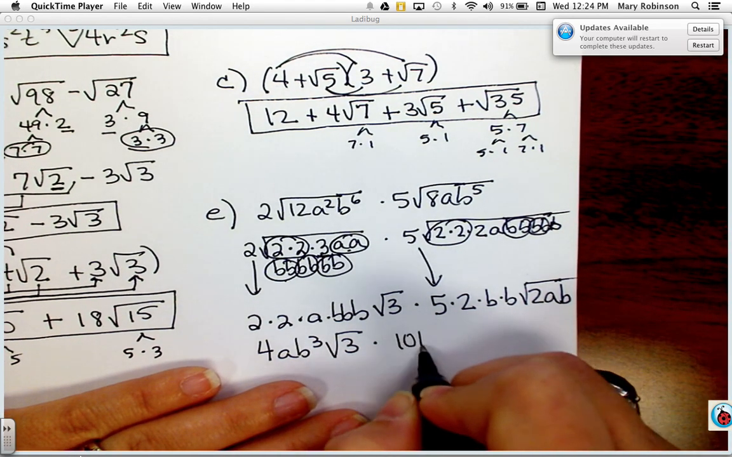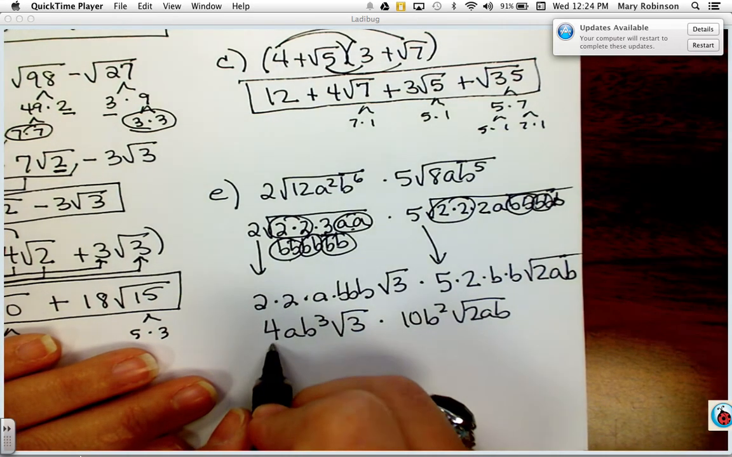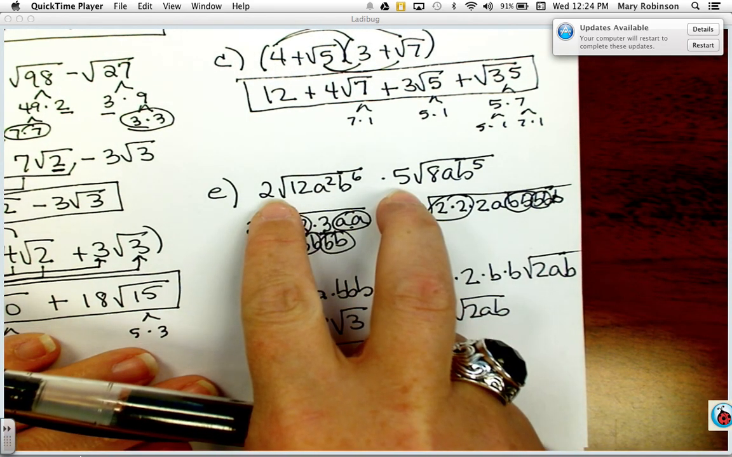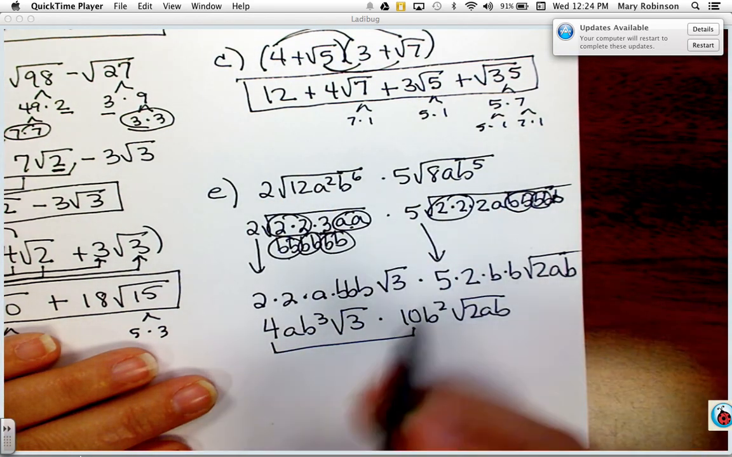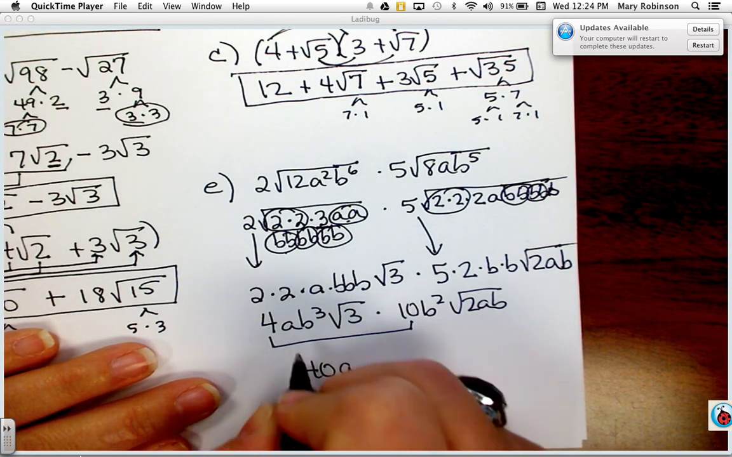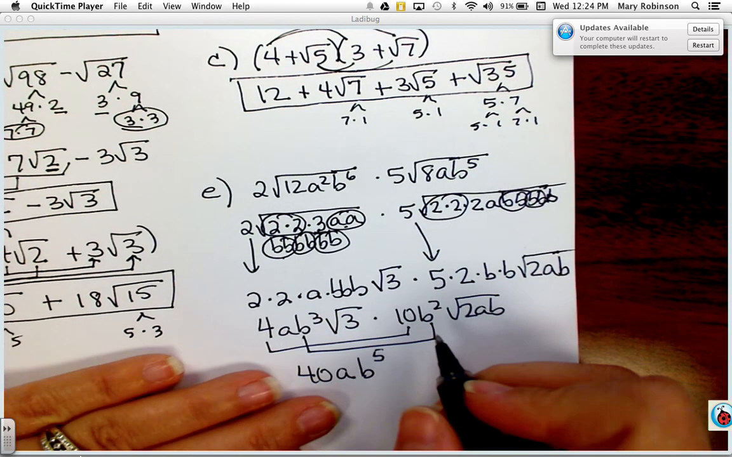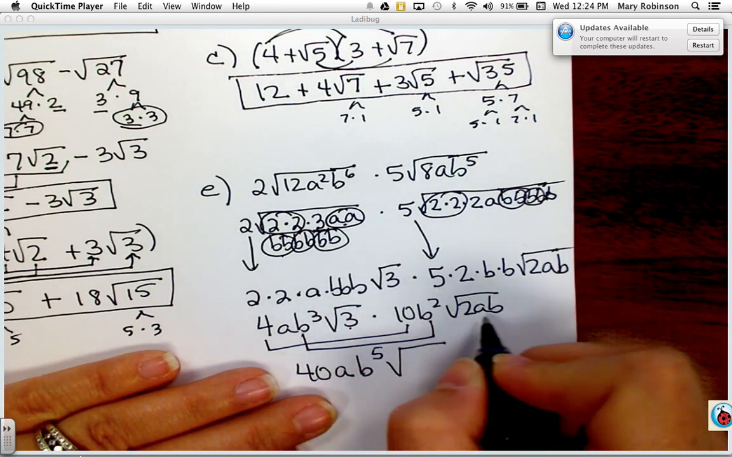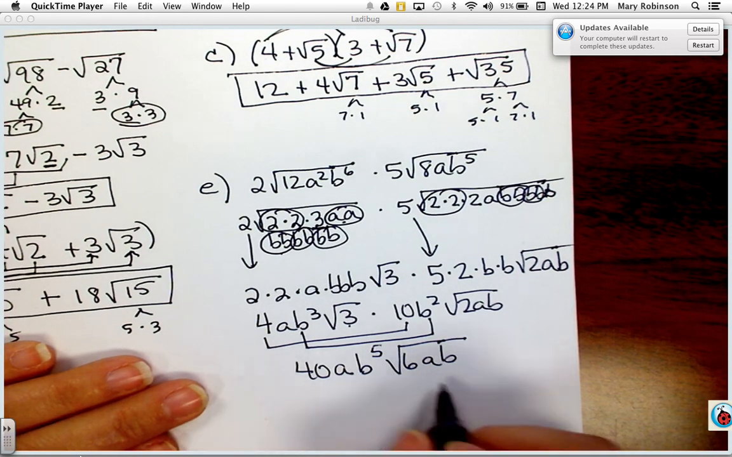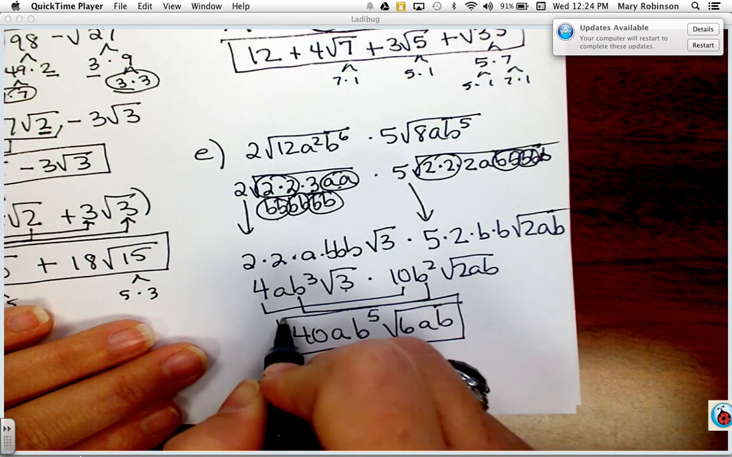times 10b squared, square roots of 2ab. I'm going to multiply the outside together, which I simplified first, but you could definitely multiply first. You'll still get the same answer. 4 times 10 is 40. A, got b cubed times b squared, that makes 5 b's altogether. Square root, 3 times 2 is 6, and a and b. We can form no more pairs of factors here, so we are through.